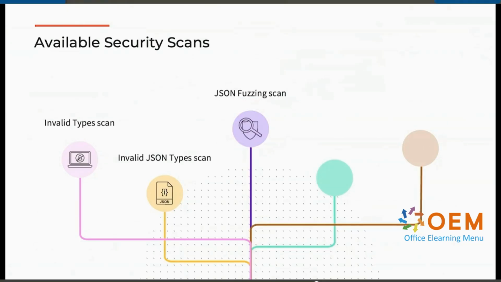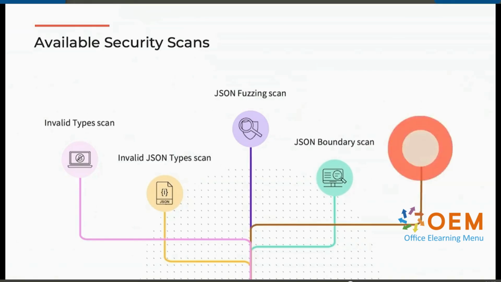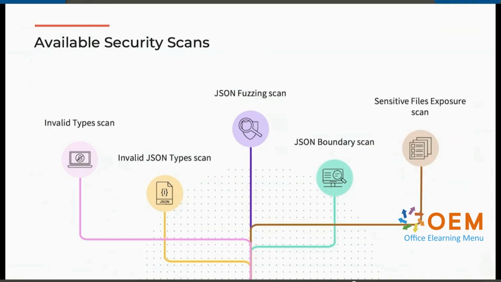The JSON fuzzing scan is another version of the fuzzing scan that focuses on JSON based post requests, injecting random junk into the payload. It tests how your service handles malformed or corrupted JSON input. The JSON boundary scan is similar to the regular boundary scan but applied to JSON payloads. It checks if your API can handle edge values for numbers and strings within structured JSON data. The sensitive file exposure scan tries to access files like .env files, backup or configuration files that may have been exposed by mistake by your API. It's useful for spotting leaks of sensitive internal information.